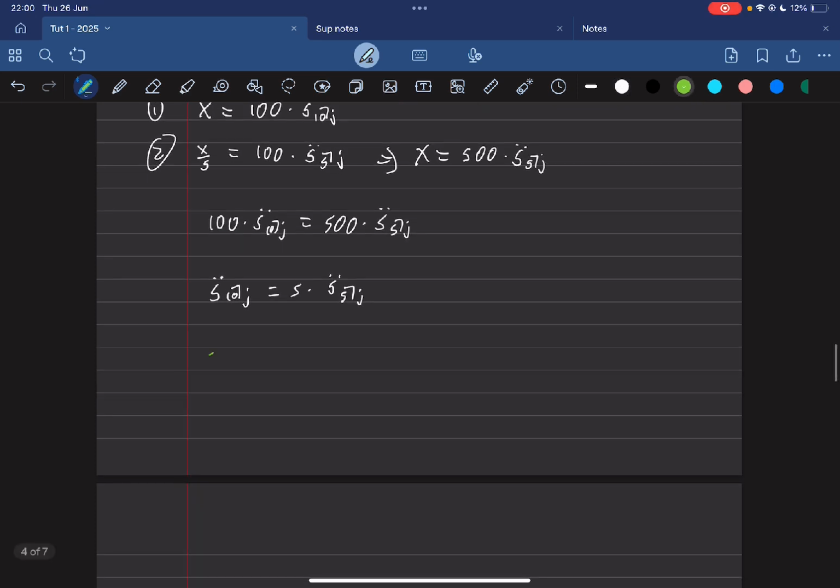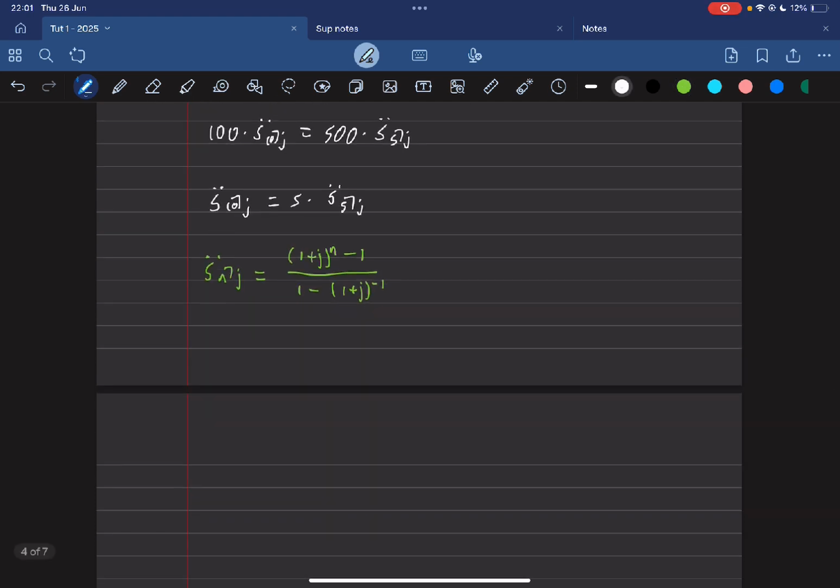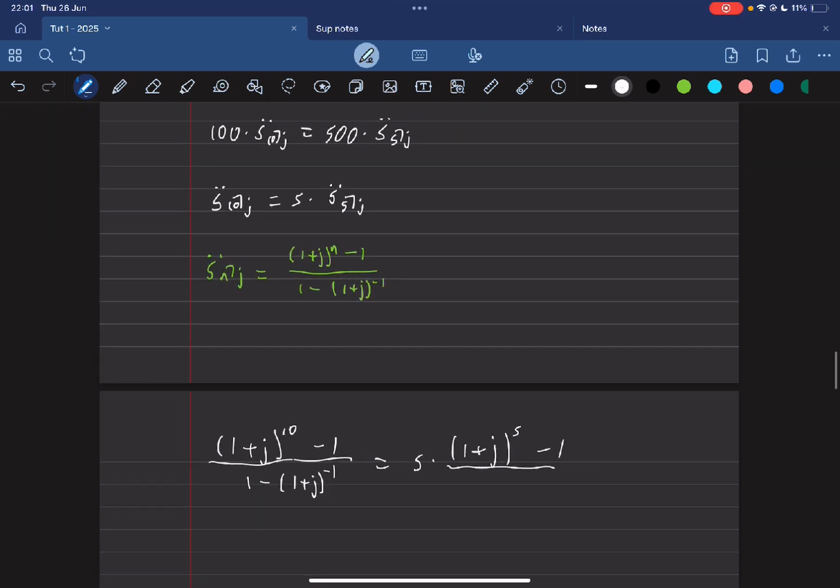Cool. So now let's just remind ourselves what the general formula for an annuity for n periods is. The general formula for a future value annuity in advance is going to be (1 plus j)^n minus 1 over 1 minus (1 plus j)^(-1). That's the formula. So now what I'm going to do is expand it. So I'm going to expand the left-hand side to be (1 plus j)^10 minus 1 over 1 minus (1 plus j)^(-1). That's going to be equal to 5 times (1 plus j)^5 minus 1 over, draw a nice line, over 1 minus (1 plus j)^(-1). Cool.